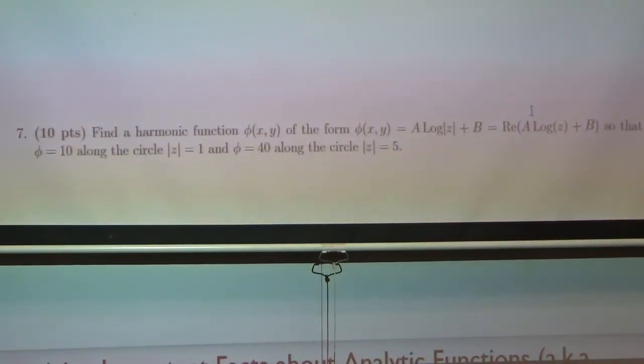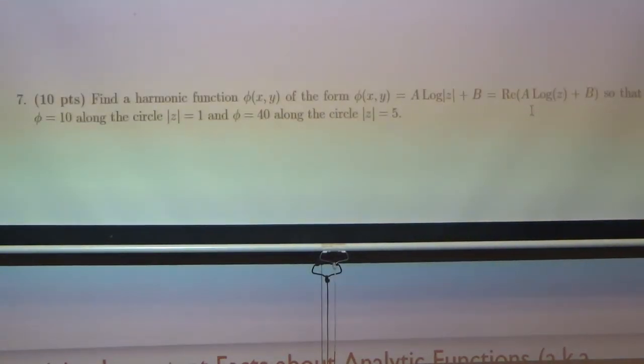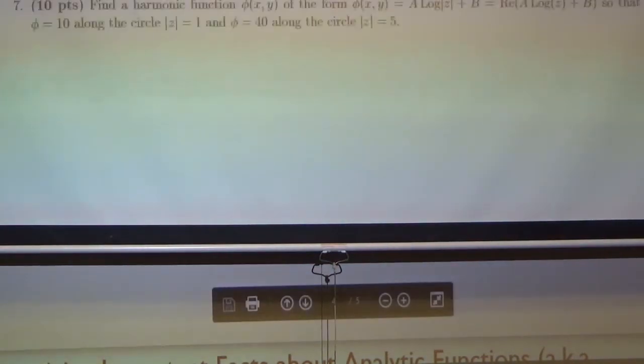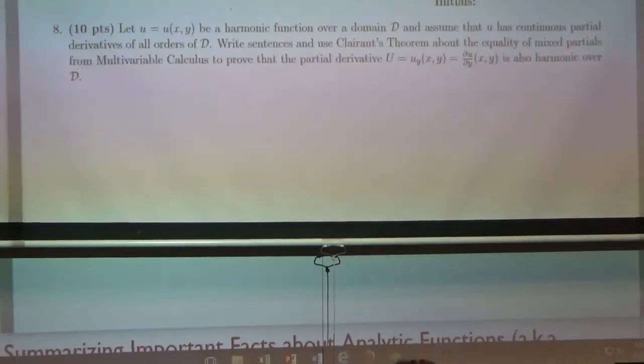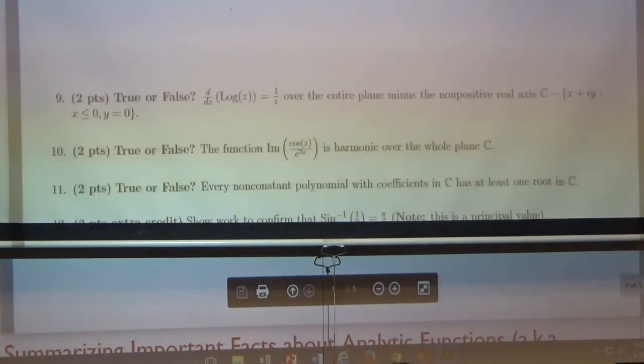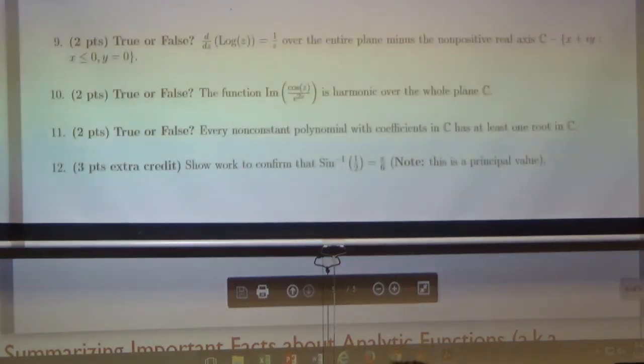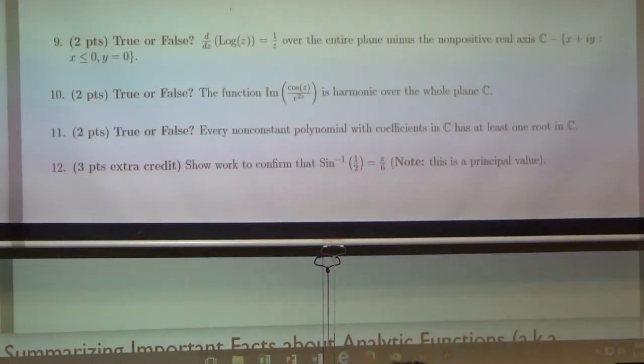Find a harmonic function. It was just a matter of solving for a and b based on given conditions. Proving that a partial of u with respect to y, where u is harmonic, is also harmonic. This could be proved as well in your exam, or slightly modified. True-false questions that I may or may not include, maybe with modifications, maybe not.